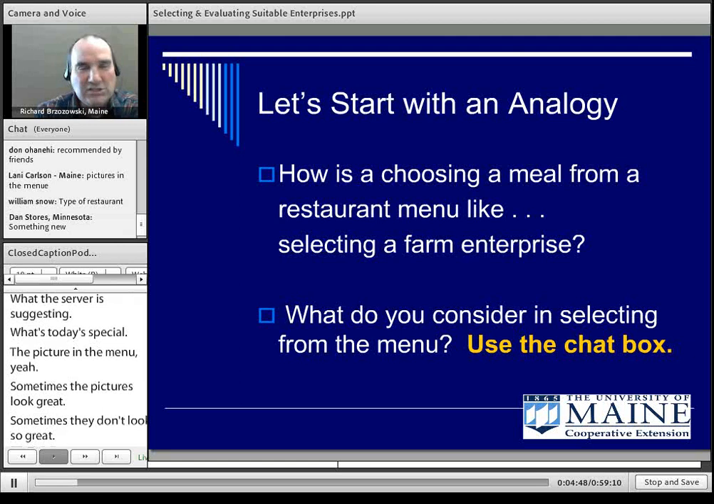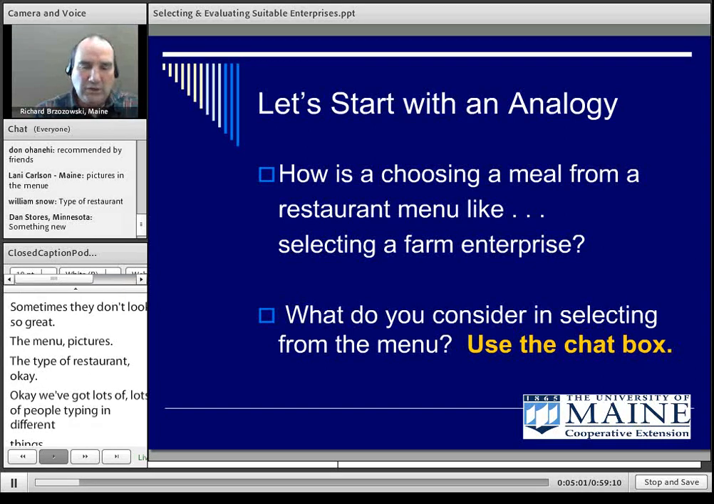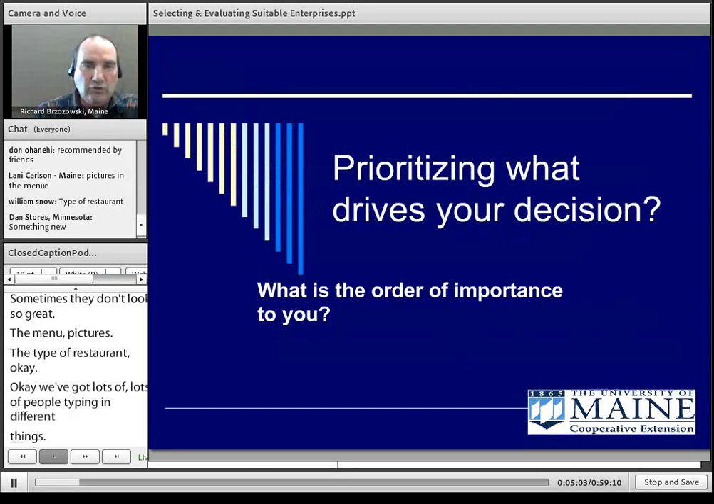So just like when you select a meal from a menu, choosing and evaluating an enterprise for a farm, you're going to have some things that drive you to make those selections. So as a farmer or someone that's advising a farmer, you want to ask them to prioritize what drives their decision.